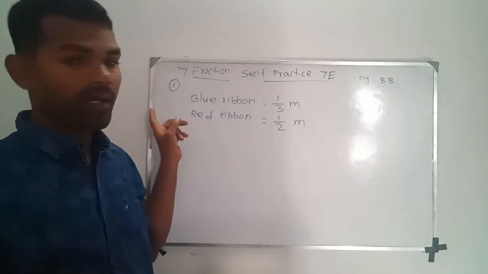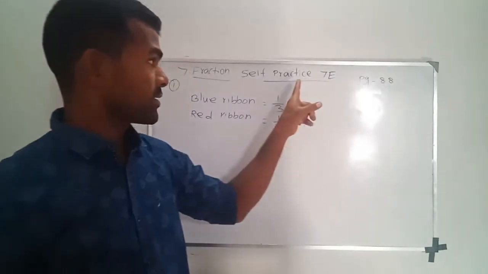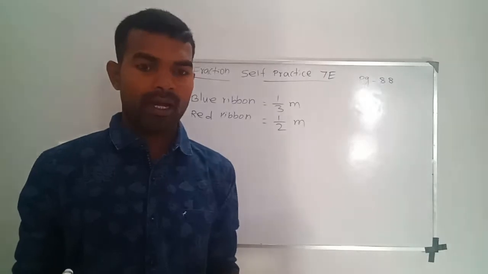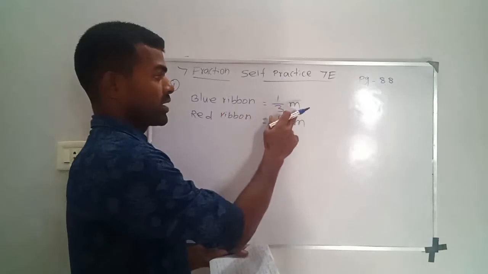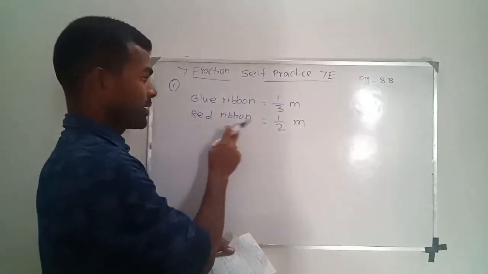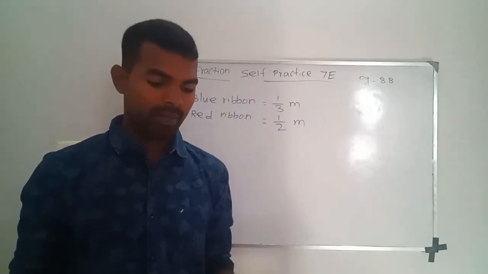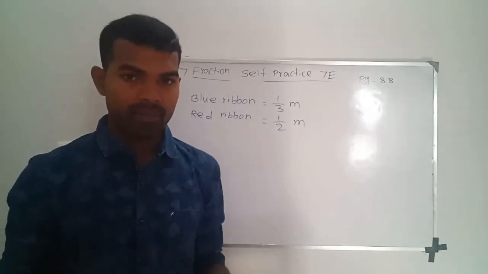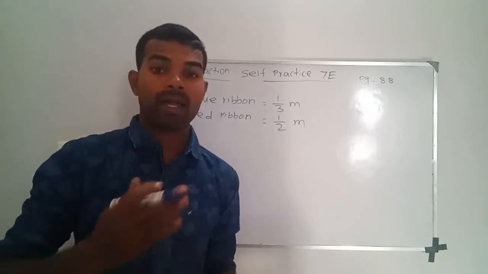Okay, we are going to do the first question. Kindly take page number 88, that is self practice 7E, and see the question. Babita has 1 by 3 meter of blue ribbon and 1 by 2 meter of red ribbon. How much blue and red ribbon does she have? That is the question.